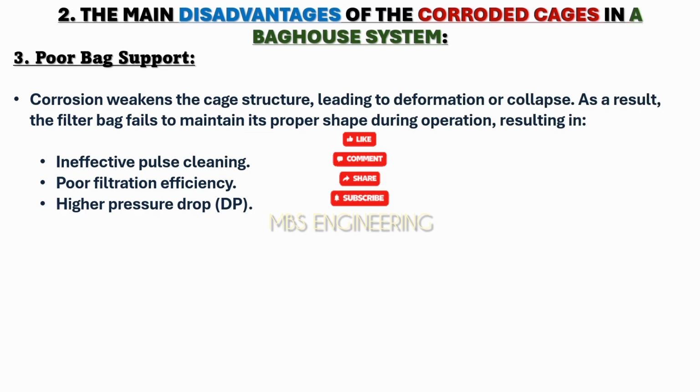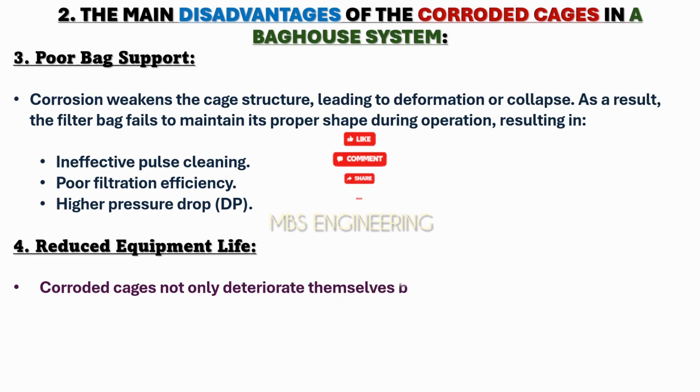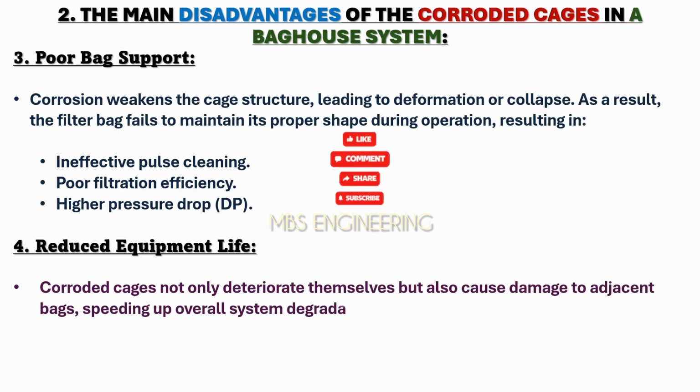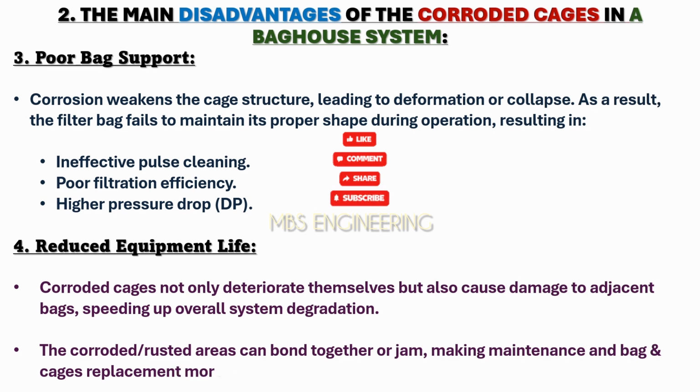The fourth disadvantage is reduced equipment life. Corroded cages not only deteriorate themselves but also cause damage to adjacent bags, speeding up overall system degradation. The corroded, rusted areas can bond together or jam, making maintenance and bag and cage replacement more time-consuming.